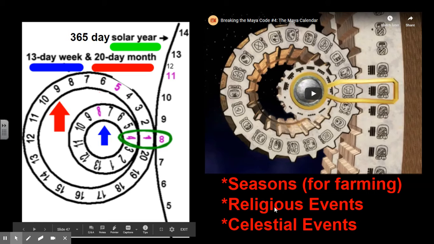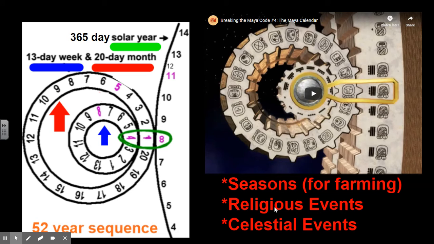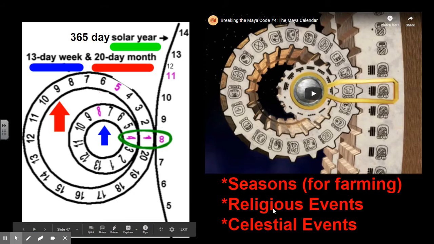Okay, religious holidays or different religious events. Depending on your religion and your calendar, it might differ. But there are a lot of different people who keep track of religious events on calendars. So that one's kind of similar. Celestial events is kind of a half and half.